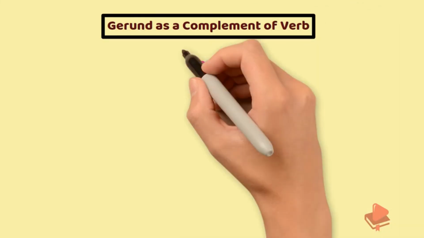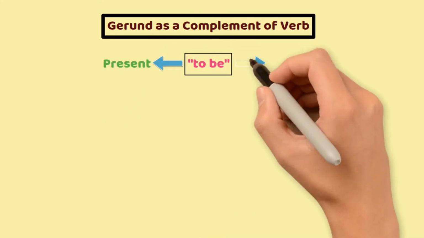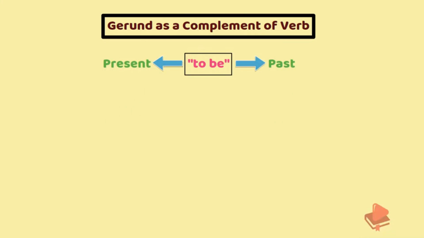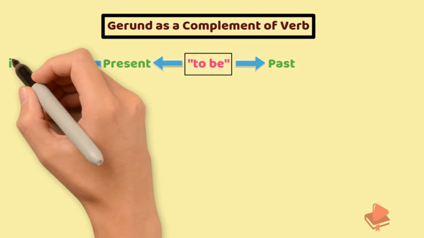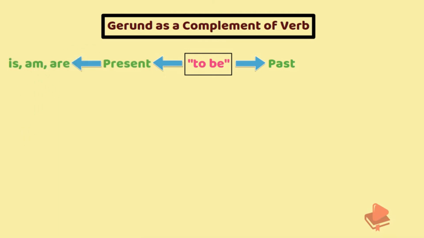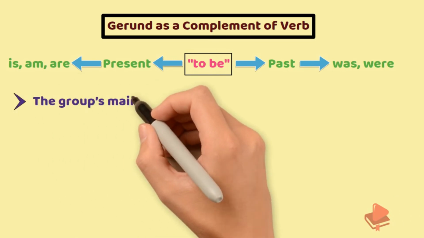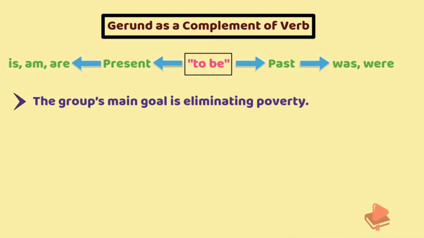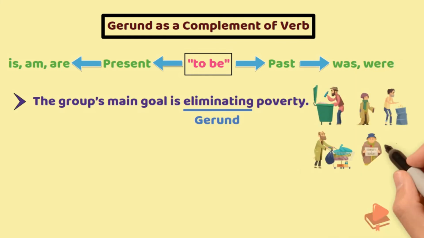Now let's see one more use of gerund as a complement of the verb to be. So let's see to be in present and in past. In present, it is used with is, am, are, and in the past, it is used as was and were. Let's understand with an example. The group's main goal is eliminating poverty. Here, eliminating is a gerund that acts as the complement to the verb to be.